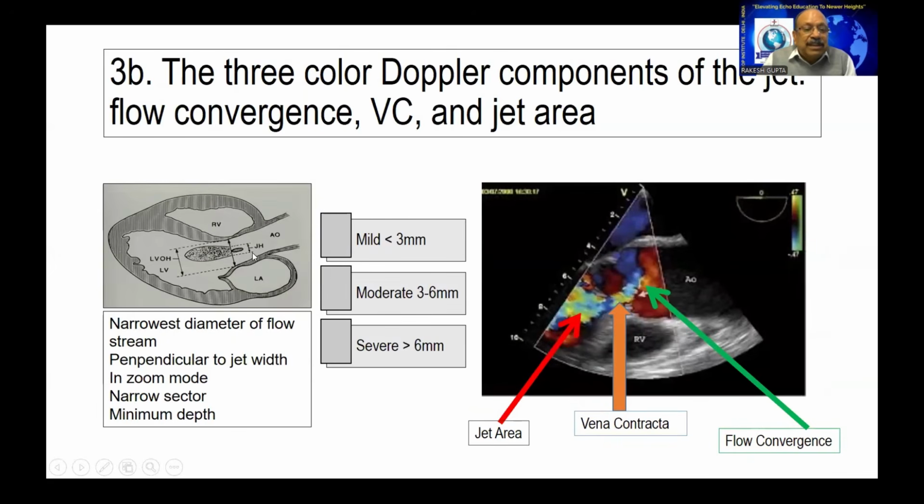So once you look at this jet width height over LVOT height, the second parameter which we always look at is the vena contracta through which the jet is originating. Here the LVOT height would be somewhere here, but vena contracta will happen at the leaflet tips. And this will happen in diastole, not in systole. Same parameter: less than 3, more than 7. Jet width height over LVOT height corresponds to jet area over LA area, and vena contracta is the second thing.